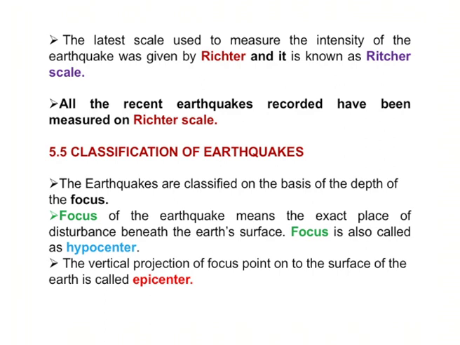Then we will classify the earthquakes also. How can we classify these earthquakes? Earthquakes are classified depending on their area of disturbance. Disturbance of area means where the energy is generated in the internal part of the earth. The point we need to identify is called the focus point, and this particular focus point we will call the center.